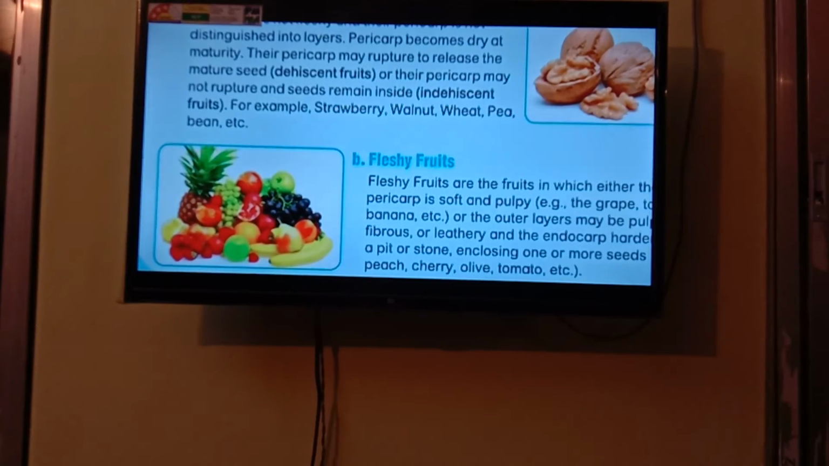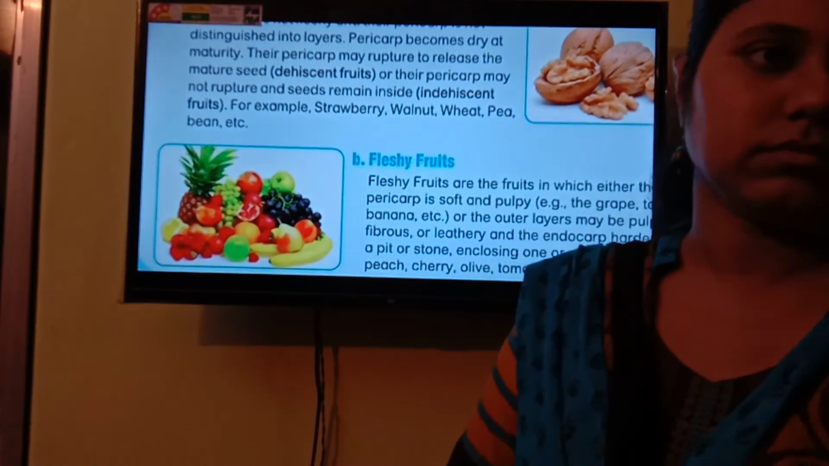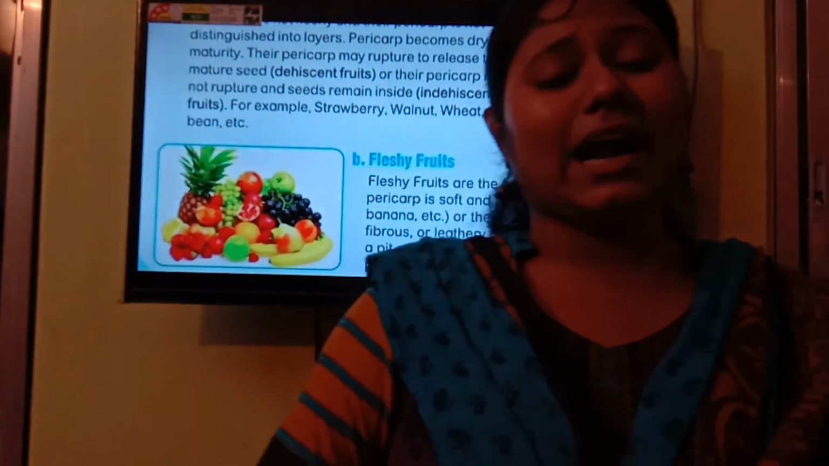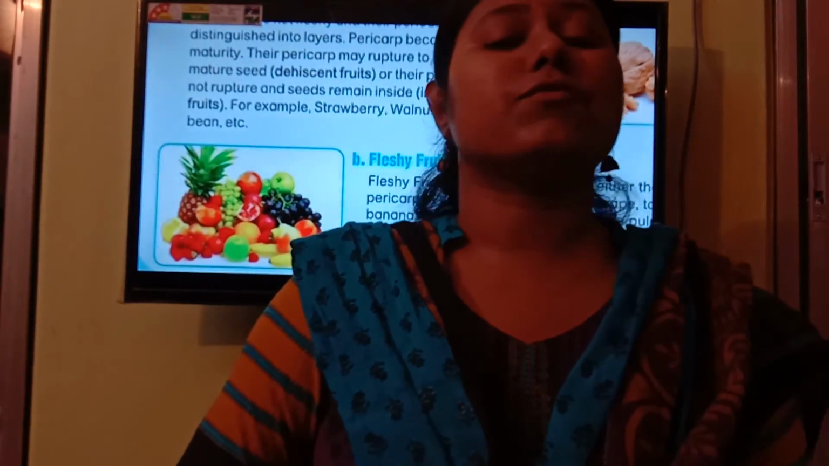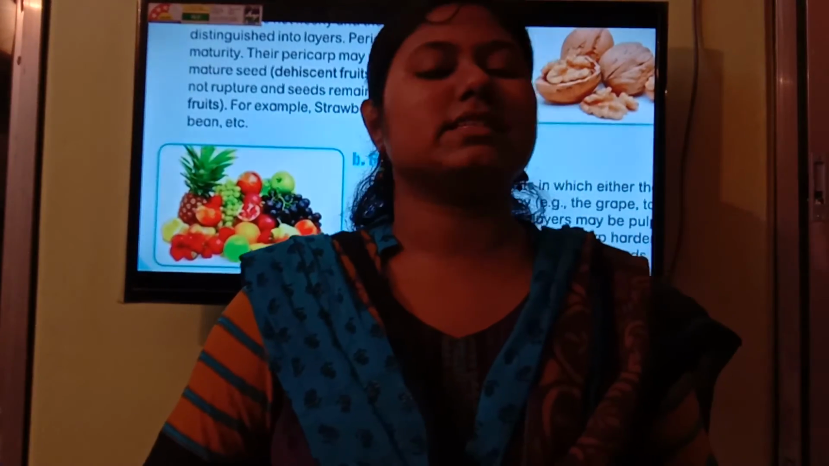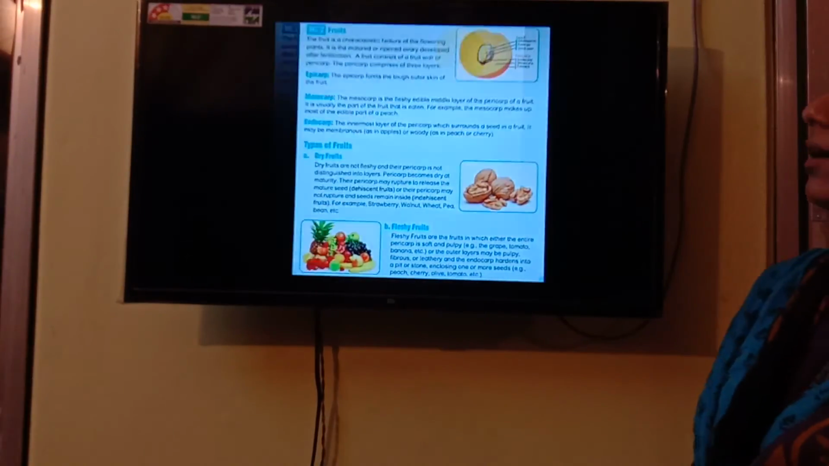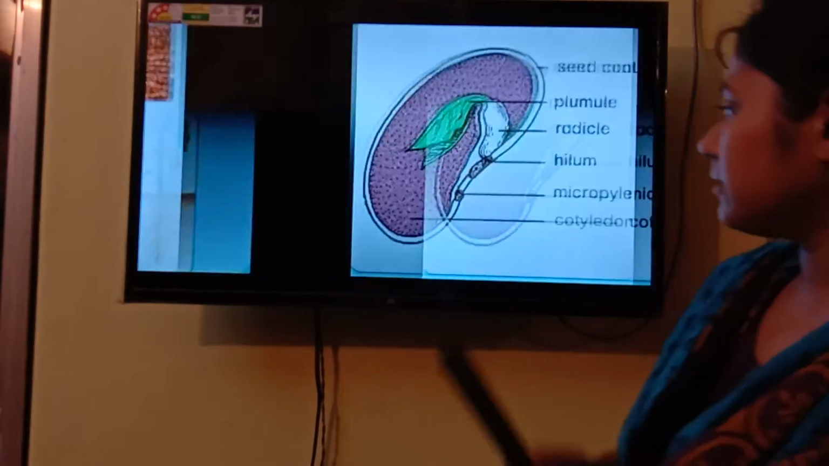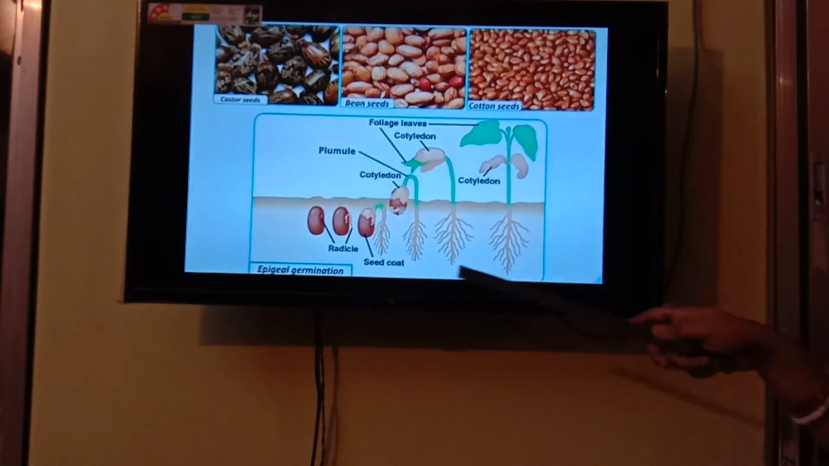Now, germination. Germination means the formation of a new plant from the seed, and this process is called germination. In this process, I already discussed the plumule and radicle. This is the process of germination.